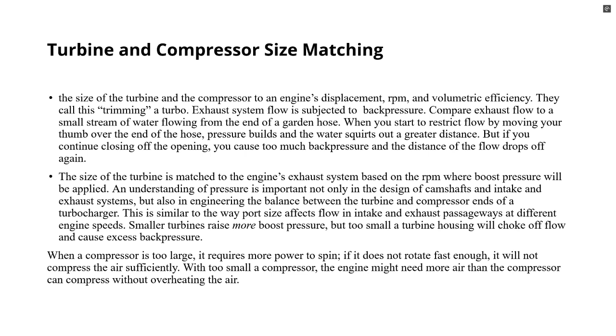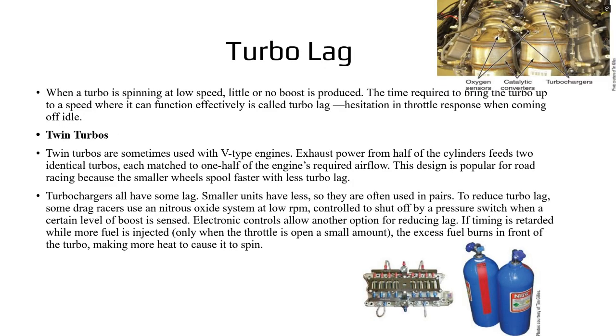Matching turbine and compressor sizes to engine parameters is critical for optimal turbocharger performance. Incorrect sizing can cause excessive back pressure or inadequate air compression. Turbo lag is the delay in power delivery while the turbo spools up to effective speed. Twin turbos or auxiliary systems like nitrous oxide can minimize lag.